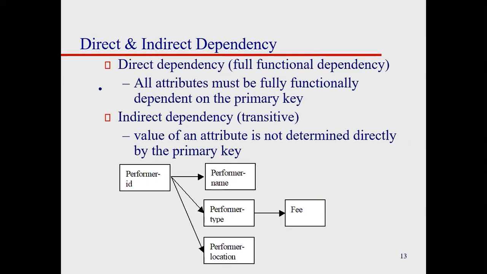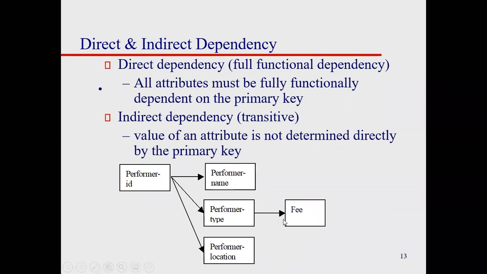And another one is called indirect dependency. Indirect means like a transitive. Transitive means like via. For example, if you go to Switzerland, you go via Dubai, you go via Abu Dhabi, or you go via Oman. So that's called a transit. So that is indirect. The value of the attribute is not determined directly by the primary key.